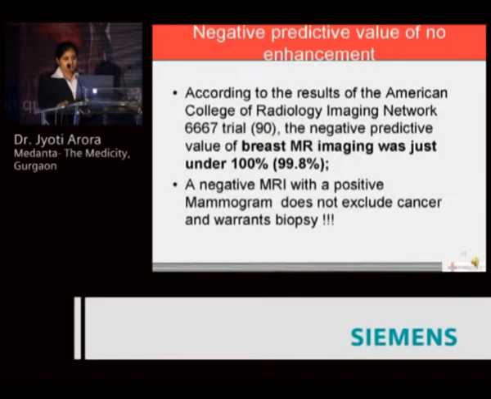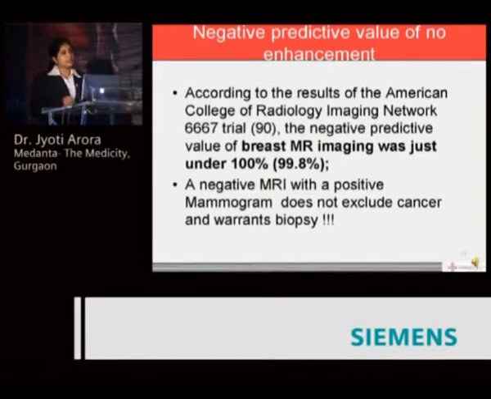Now, if I don't see any enhancement, what does that mean? It means that the chances that there is no invasive focus are nearly 100%. But if there's a negative MR but positive mammogram, that does not exclude cancer. A biopsy is a must there.